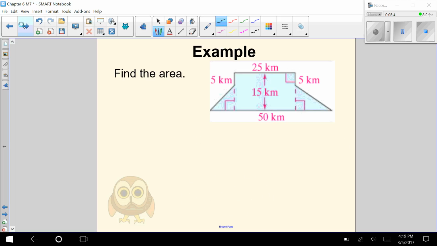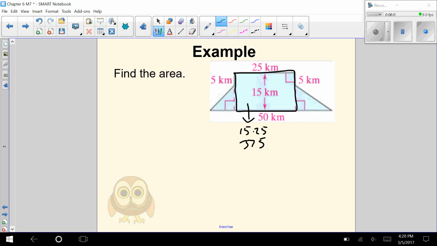And now one more weird looking one. For this one, you can notice that we have a rectangle in the middle, and then we have two triangles on the sides. Let's start with this rectangle. The rectangle has a height of 15 and a base of 25. Remember, we can't use the 50 because it's that whole width, including those triangles. So 25 times 15 is 375.